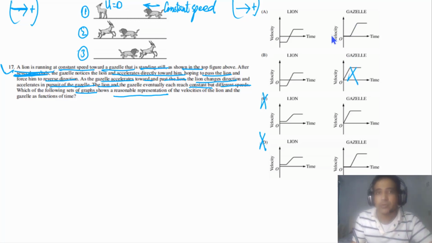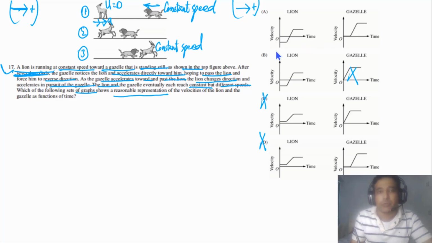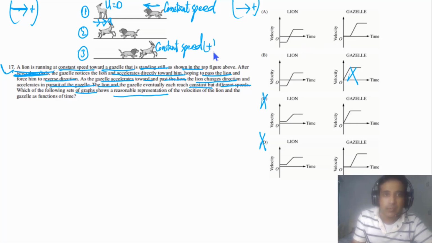So this is how we can figure out, but further we can discuss more about A. At this point, after few seconds, gazelle accelerates to the right. So its velocity has to be positive. Accelerate, velocity has to increase. Then gazelle at this point reaches constant velocity. So it reaches constant speed and also constant velocity because it is moving in the same direction. It is moving to the right. So it has to be positive, constant and positive. And velocity of gazelle here also has to be positive. And this is increasing velocity. It is accelerating. So this graph is correct.